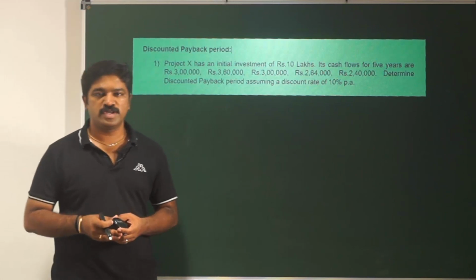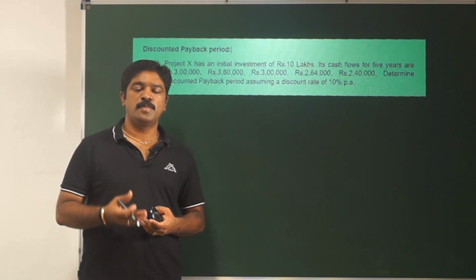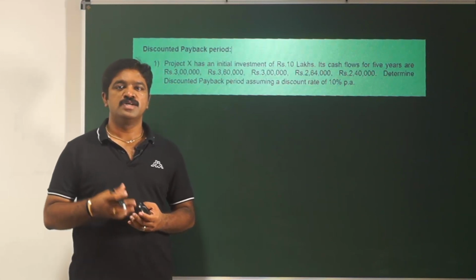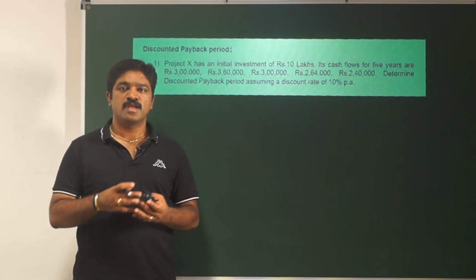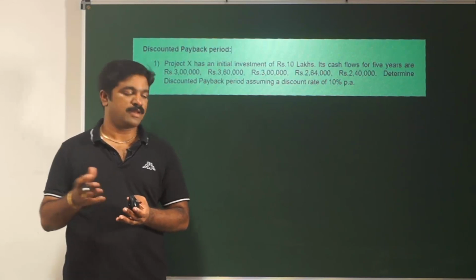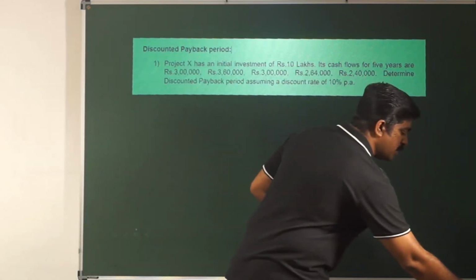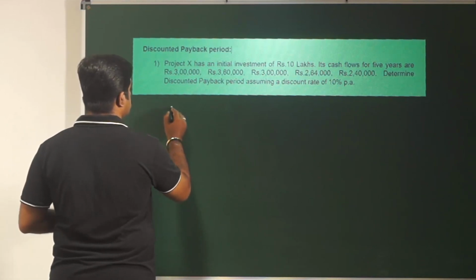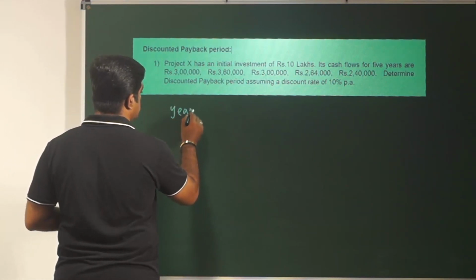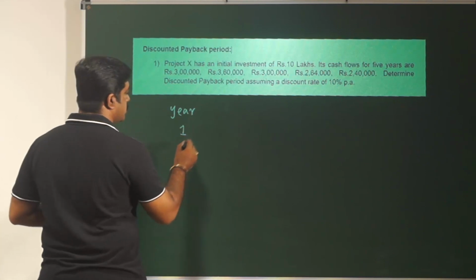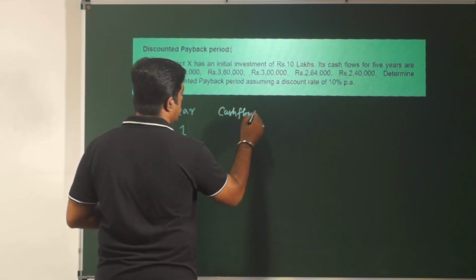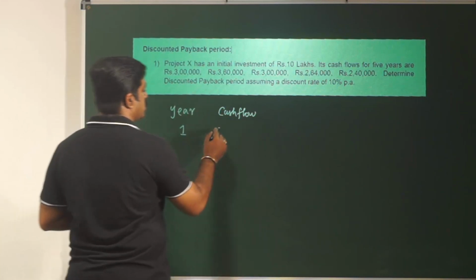Whenever you have differential cash flows, you have to develop a table to find out the cumulative present value of cash flows. I'll show you how this table is going to be, and you would require a calculator. So let me also take my calculator and we'll see how it goes. Your first column should be year 1, then the second column should be cash flows. What is the cash flow in year 1? It's 300,000.